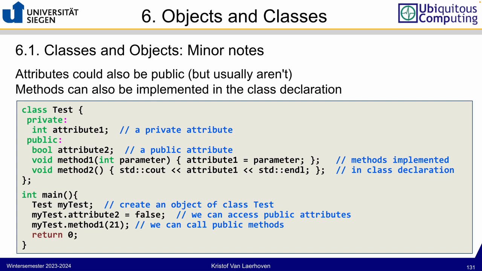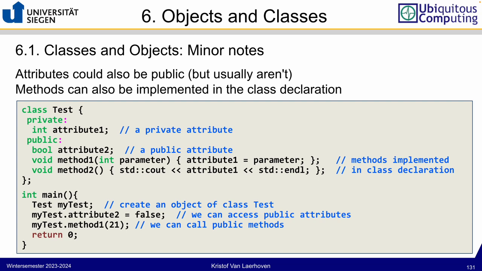Any more questions? Yes? You can make it public, but the variable can be constant to just read it. What if you do this to attribute 2, then you can change the attribute 2, and you can also read the attribute 2. It's just like in any other variable. Instead of making a method for just reading that?